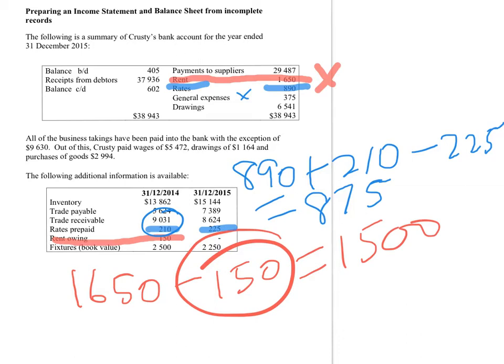And also, whilst we're there, very important to look at depreciation. And in this case, if we look at fixtures, there's fixtures of 2,500 last year and 2,250 this year. So the difference in value of fixtures would be a depreciation of 250. Now that's another expense that will be shown on the income statement.